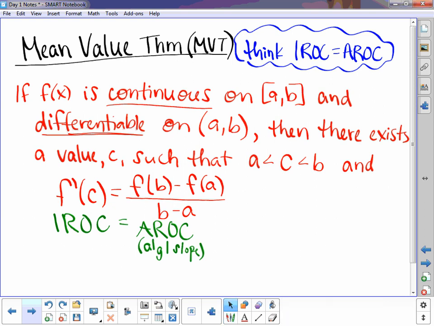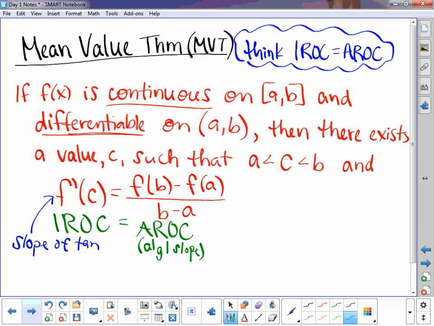So again, this is the slope of the tangent. That's what the derivative represents. And this is the slope of the secant.